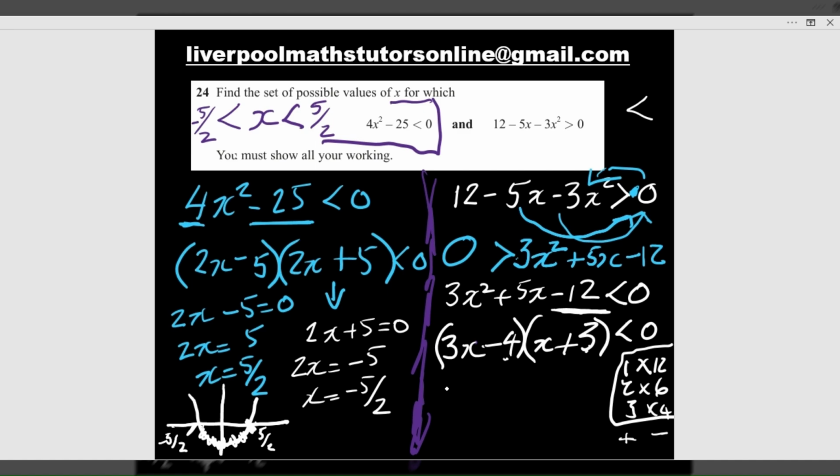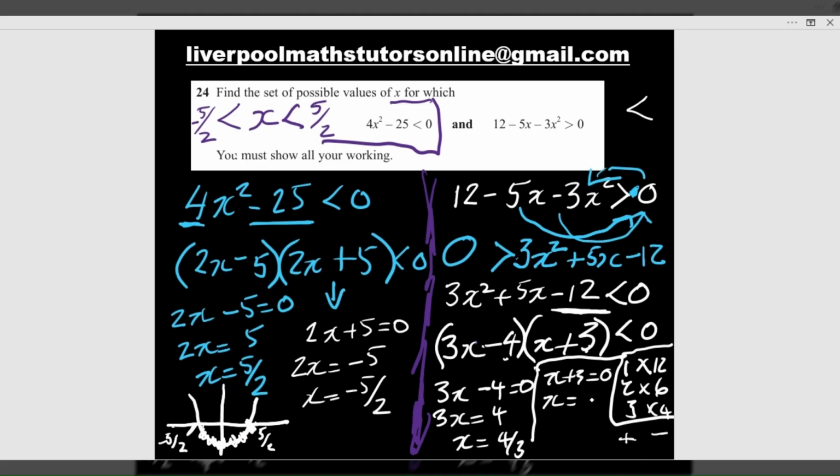Now, if I look at them and solve for x, making it equal to 0, I'm doing this bracket first. So that means that 3x would be equal to 4, and x would be equal to 4 over 3. And for this one here, x plus 3 is equal to 0, so x would be equal to negative 3.